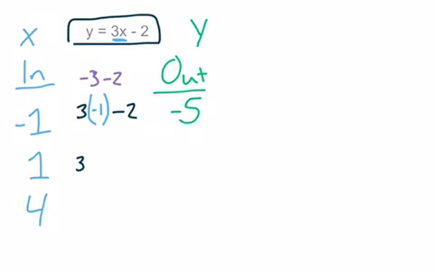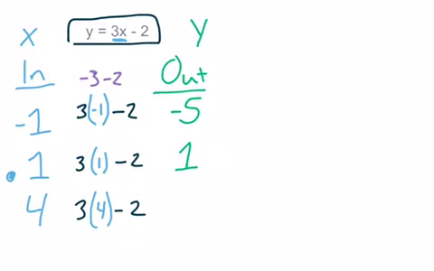Second one, same 3x is our equation, minus 2. Taking out the x, putting in my x value, which is 1 in this case. 3 times 1 is 3, minus 2 is 1. Last one here, 3x minus 2 is our equation. We take out the x, we put in the x value, which in this case is 4. 3 times 4 is 12, minus 2, our output is 10.